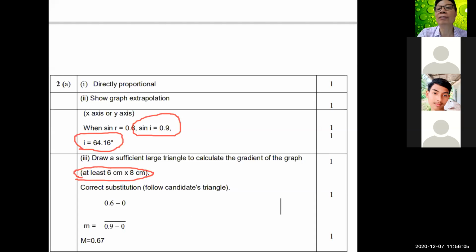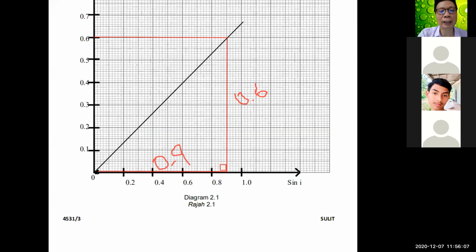Hours, do we have enough? Let's see. Here, there are more than 0.8 already. Here, more than 0.6. Okay? Here, 0.6, and here, more than 0.8. Okay, so this triangle is big enough. It's big enough to find the gradient.